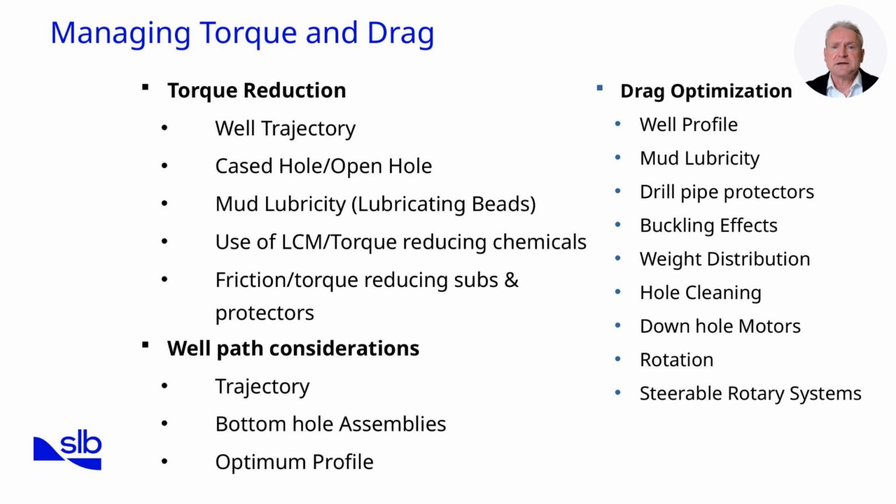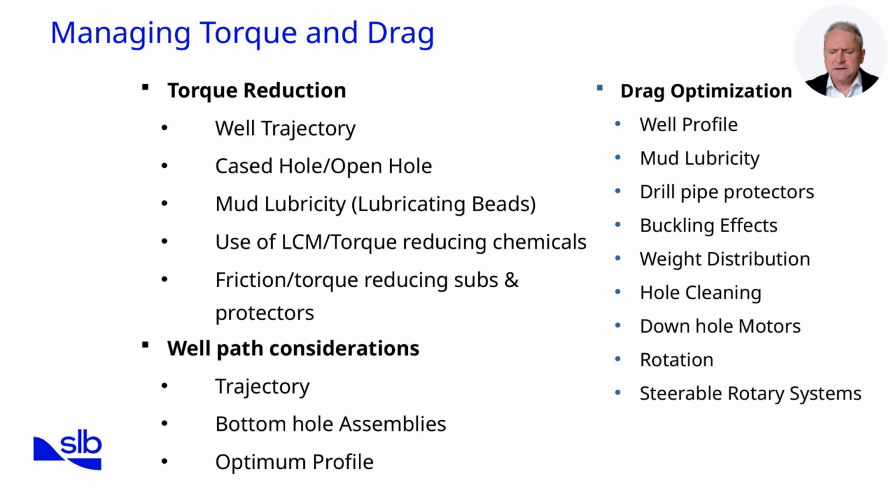Next, well path considerations. Trajectory design is central. Gentle curvature minimizes tortuosity, and smooth build sections reduce torque and drag. The bottom hole assembly, BHA, also plays a critical role, as steerable rotary systems can optimize torque response. Choosing an optimum profile that balances geological targets with mechanical efficiency is one of the most powerful design levers available.